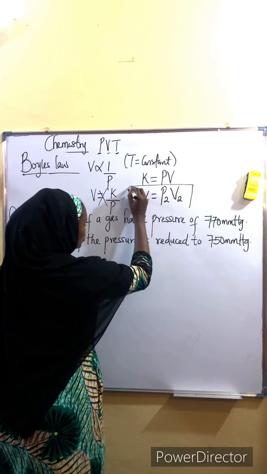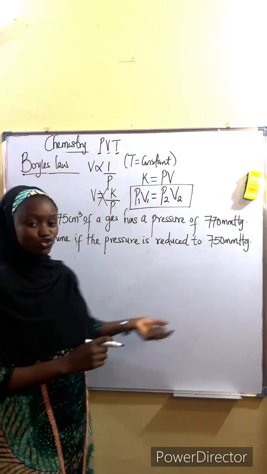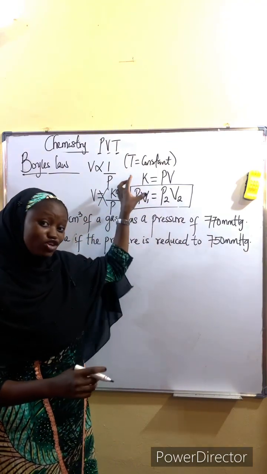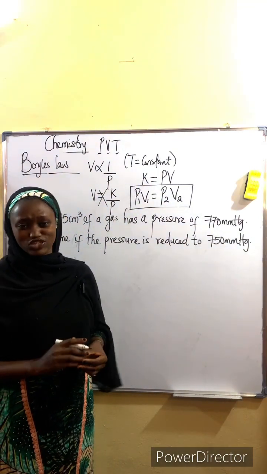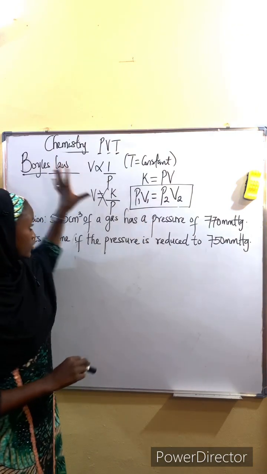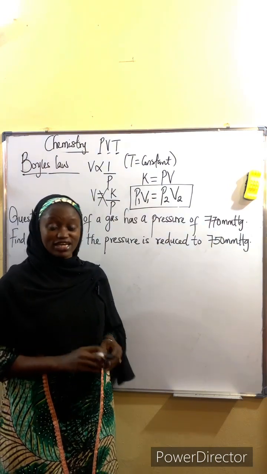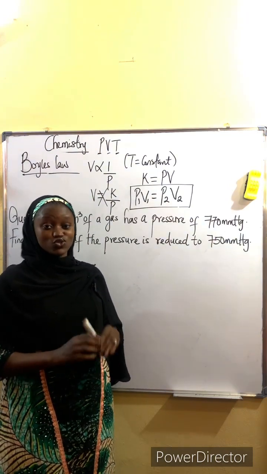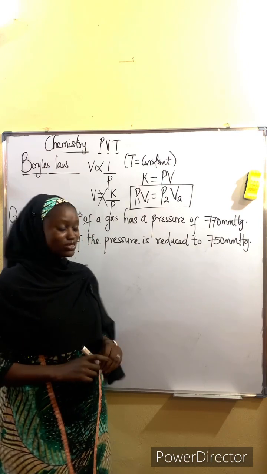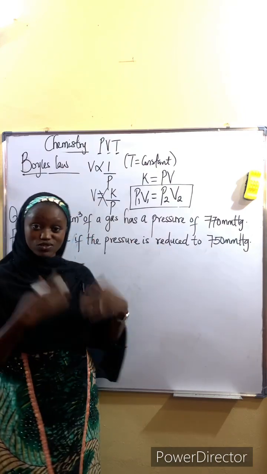Once you know this relationship, for any question given under Boyle's law, you just use this relationship to find any of the unknowns given in the question. It's just as simple as that. So this is the relationship for Boyle's law. Boyle's law states that the volume of a given mass of a gas is inversely proportional to its pressure, provided the temperature is constant. As I promised, after stating each law, we solve an example.